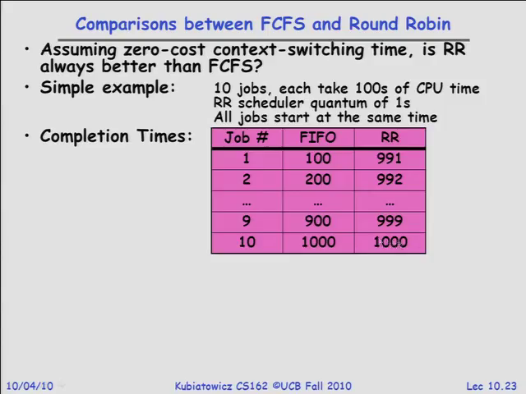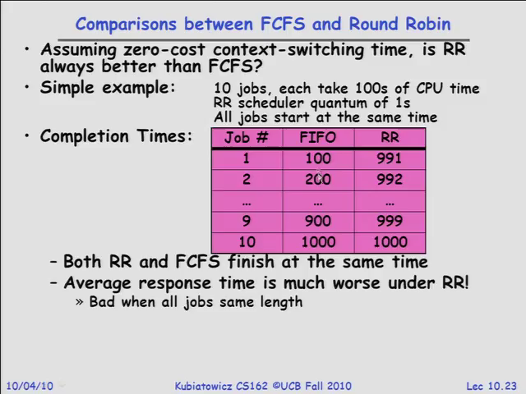Depends on what your metric is, exactly. Both of them finish at the same time. Why is that? Because I have zero context switch overhead. Average response time is much worse under round robin, right? Because the average response time here is not too bad. Here, it's awful. It's basically like 995 or something. Okay, here it's more like 500.